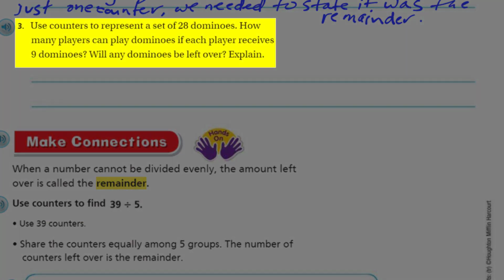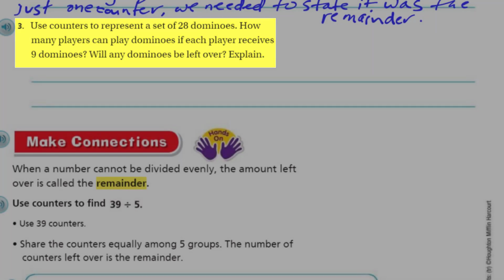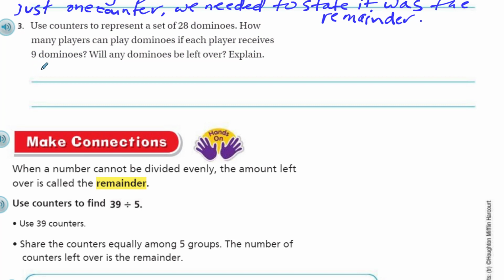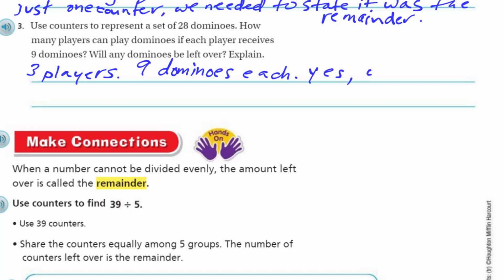Number 3 says use counters to represent a set of 28 dominoes. How many players can play dominoes if each player receives 9 dominoes? Will any dominoes be left over? Explain. Well, this is like the same problem with the counters. We're just saying it's dominoes. So how many players can play? 3 players, 9 dominoes each. Will any dominoes be left over? Yes. 1 domino will be left over.